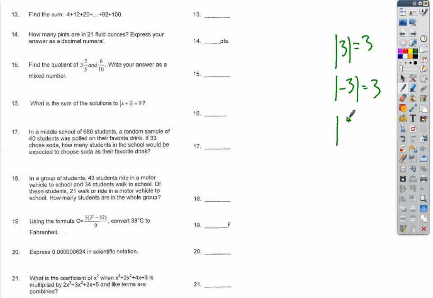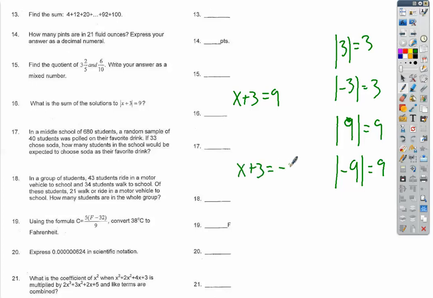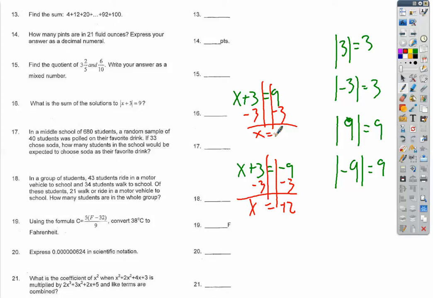The absolute value, if you touch the mouse, it moves it over here too. So it's okay. So the absolute value of 9 is 9. So that means x plus 3 could equal 9. But we also know the absolute value of negative 9 is 9. So that means x plus 3 could also equal negative 9. And then the absolute value brackets would turn it positive. So just solve for x. Minus 3, minus 3, minus 3, minus 3. So I get x is equal to negative 12, and x is equal to 6.